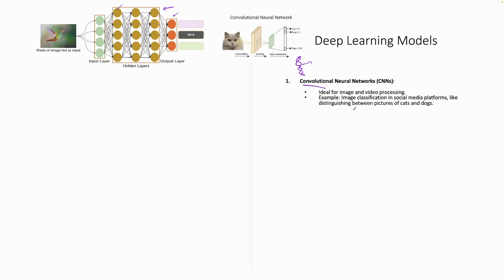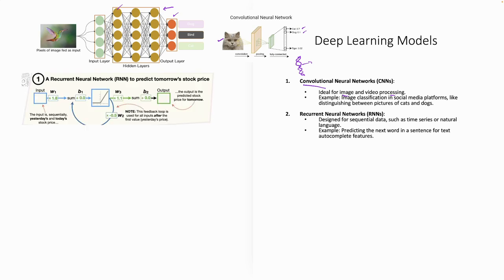So convolutional neural networks are actually ideal for image and video processing. As we saw, if you want to see whether it's a cat or a dog, you will consider a convolutional neural network, right? The best example is image classification on social media platforms, distinguishing between a cat and a dog. Then the next one is the recurrent neural network, again RNN.